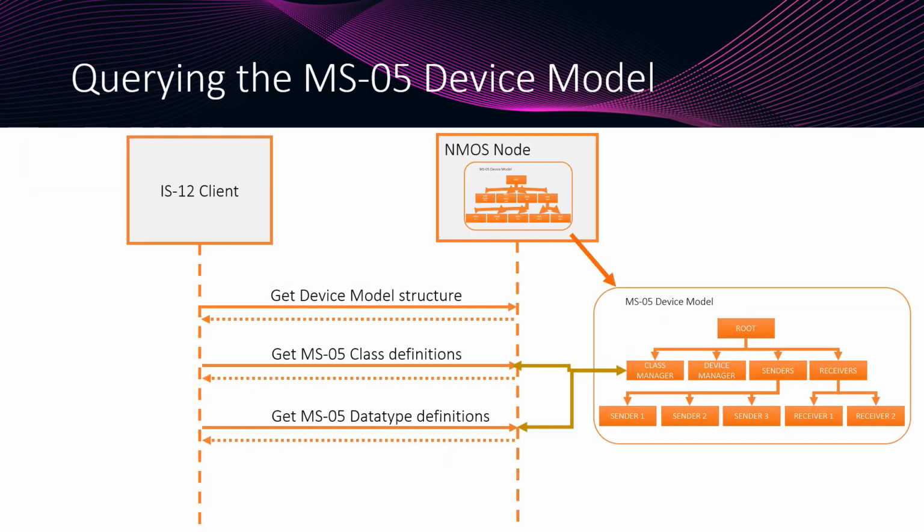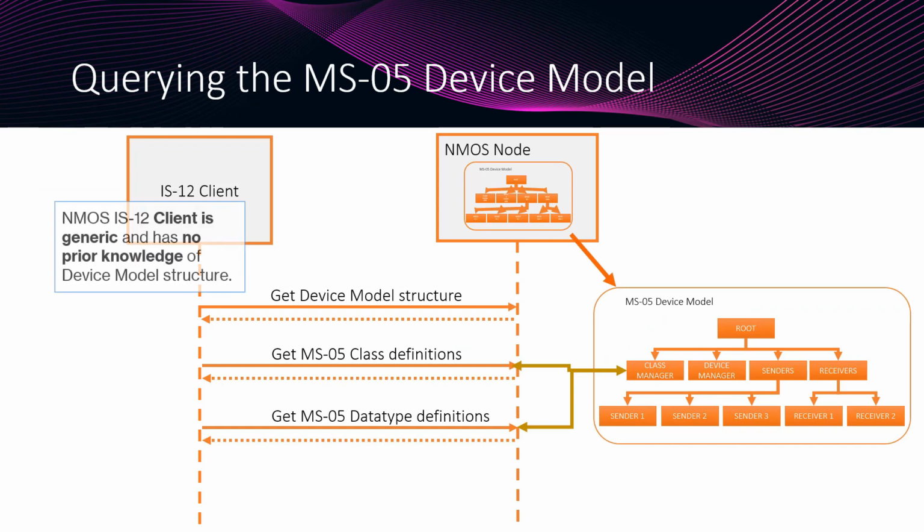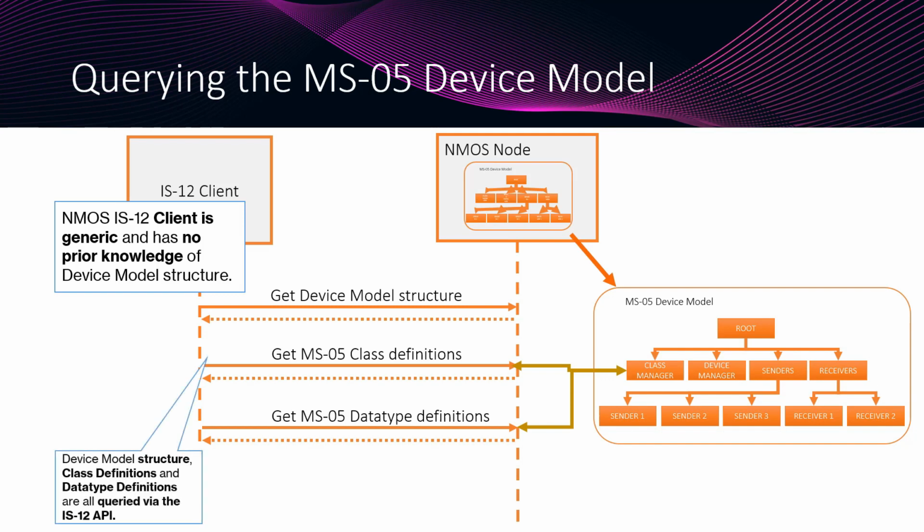When an IS-12 client connects to an NMOS node, it has no prior knowledge of the structure of the device model or of the objects and data types that are used to compose the model. The device model is self-describing, which means the IS-12 client can be generic. The client queries the node for the structure of the device model and also queries for the class and data type definitions. The device model has a class manager, and this can be queried for class and data type definitions.